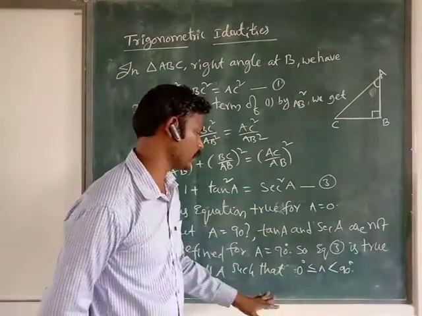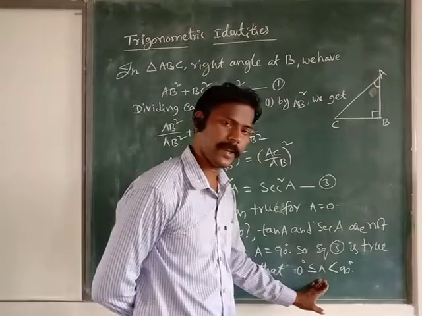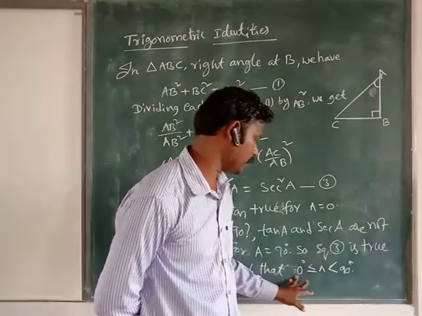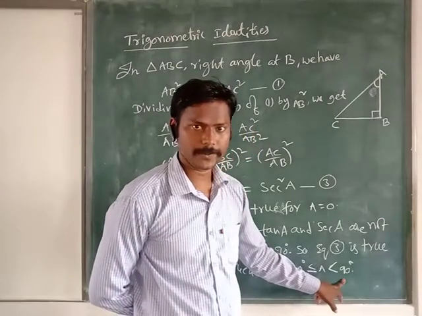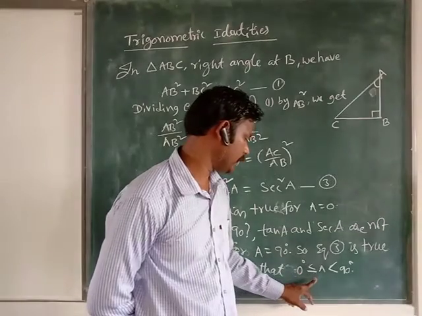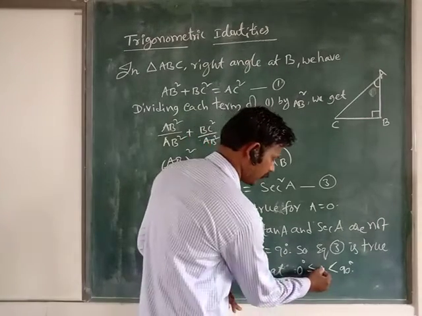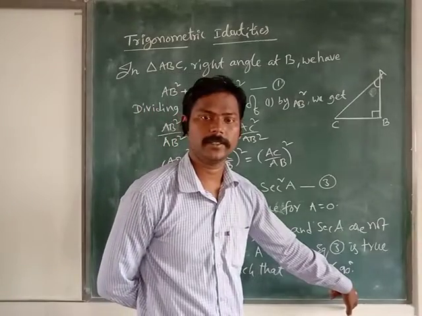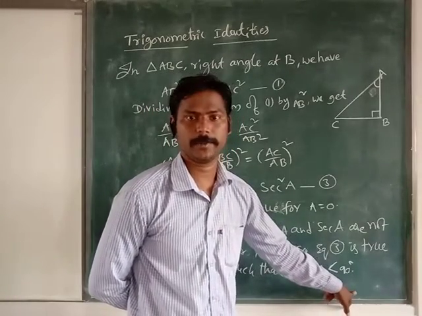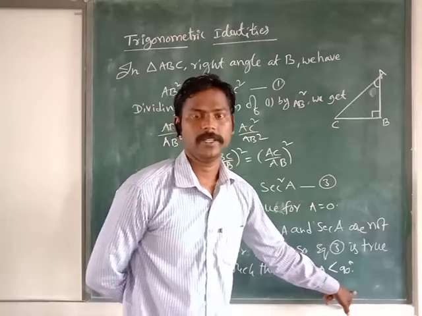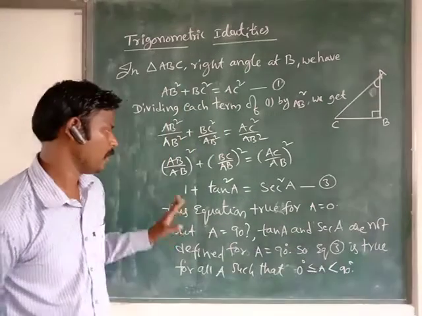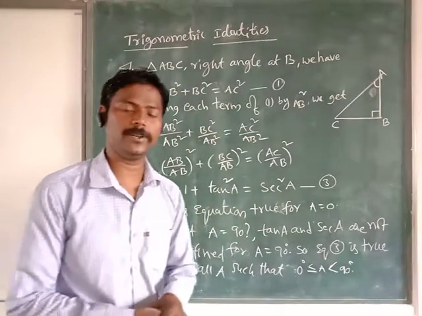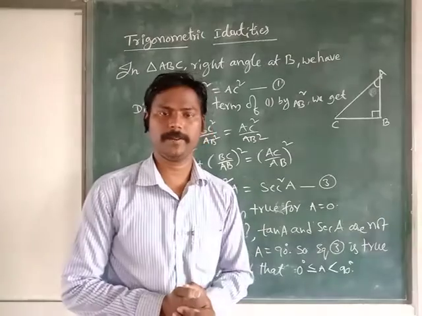This identity is true for angle A lying between 0 degrees less than or equal to angle A less than 90. So angle A is not equal to 90. Okay, this is the second identity: 1 plus tan square A equal to secant square A.